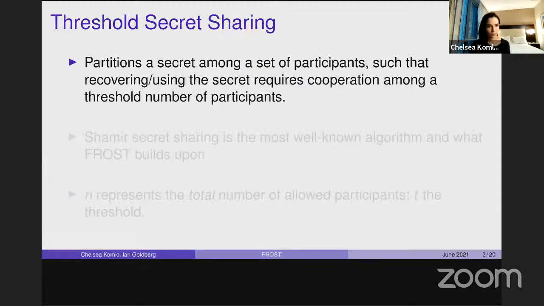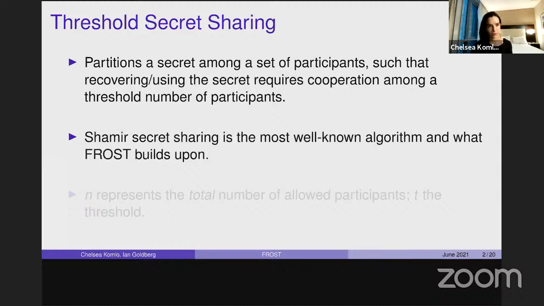So first, if you're not familiar with threshold secret sharing, it's a really important underlying concept to FROST. Essentially, a threshold secret sharing scheme allows for partitioning a secret among a set of participants, such that recovering or using the secret requires cooperation among a threshold number of participants. If you are familiar with threshold secret sharing, one underlying primitive that's often used is called Shamir secret sharing. This is a super well-known algorithm, and it's what FROST itself also builds upon.